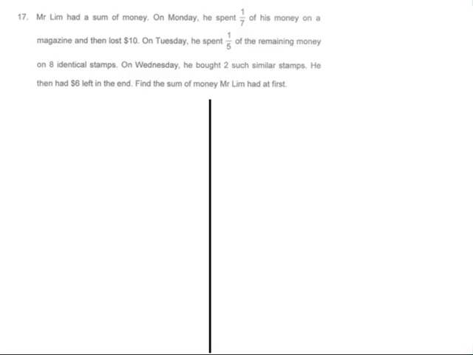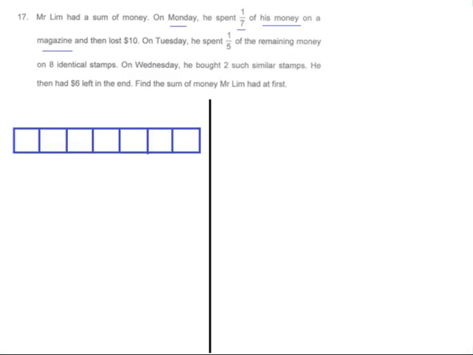Lim had at first. So we can see from the question that the first part of the information that's given to us is that on Monday, he spent 1/7 of his money on a magazine. So what we will do is to draw a model with 7 units. And with a model of 7 units, we know that he spent 1 unit of his money on the magazine. So we will shade 1 unit of the model to say that he has spent his money on a magazine, represented by M.